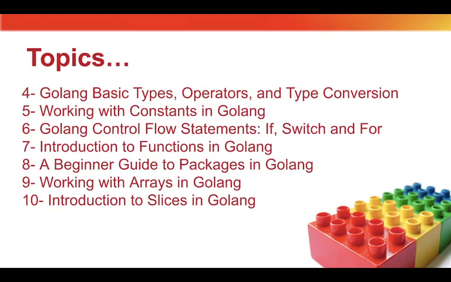Let's jump over to the next slide. We went over some of the basic types that those variables can be: the numeric types like integers, float 32, float 64. We went over complex numbers. We talked about booleans, strings, runes, and we also went over some of the operators that we can use with numbers to manipulate them. And then we even went over type conversion, so how you can take a variable of one type and convert it into another type.